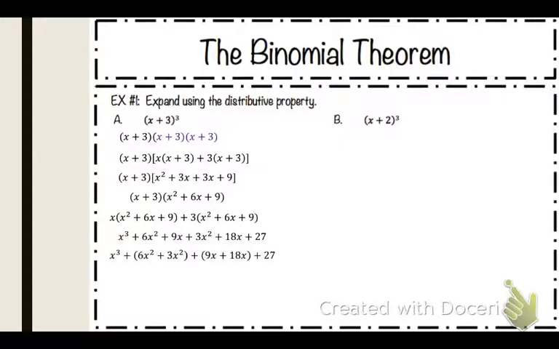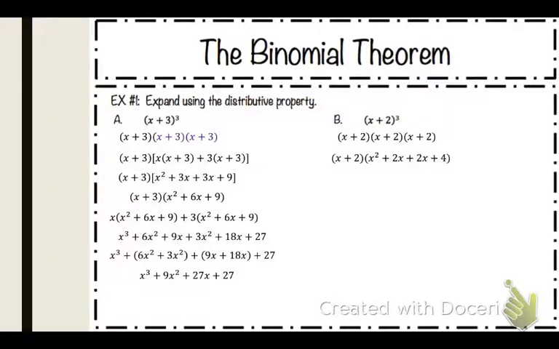Then you combine like terms. So we're just going to combine the 6x squared plus the 3x squared and the 9x plus the 18x. We end up with x cubed plus 9x squared plus 27x plus 27. And you're done. Okay? Let's look at B. We're going to do the same exact thing. So x plus 2 cubed means we have x plus 2 three times.